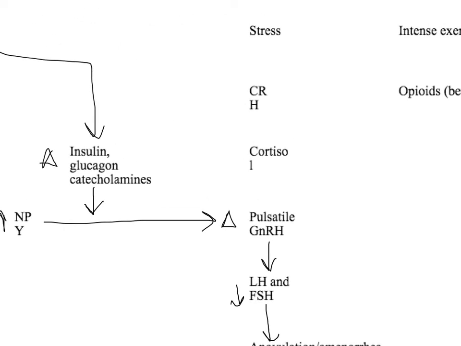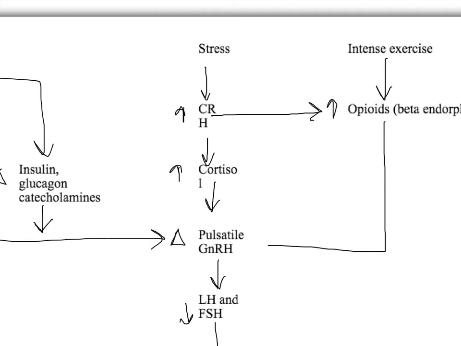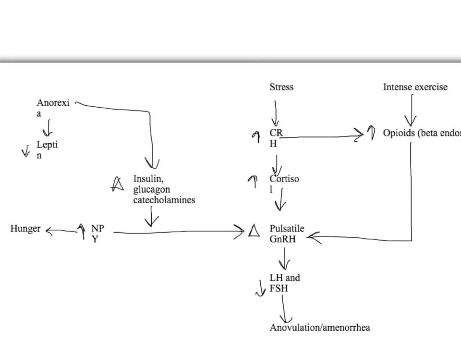However, if we go over here and we look at stress, stress will cause increases in CRH, and increases in CRH can act to increase opioids, just the same way that exercise can cause to increase opioids or beta endorphins. CRH will also cause increases in cortisol, and cortisol will have an effect on pulsatile gonadotropin releasing hormone. And increased opioids will also act directly on the pulsatile GnRH. And so we see that there's sort of a common mechanism for all of these.